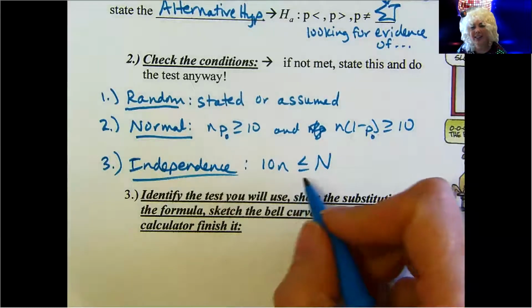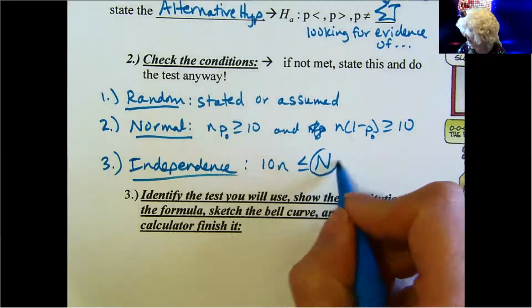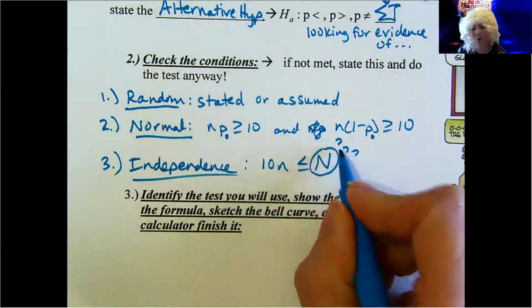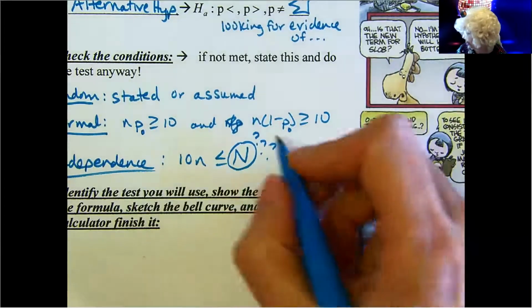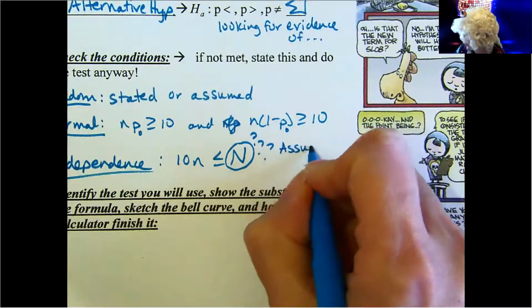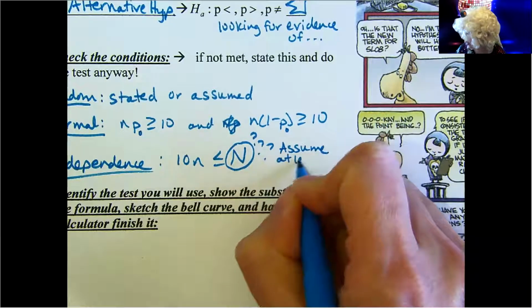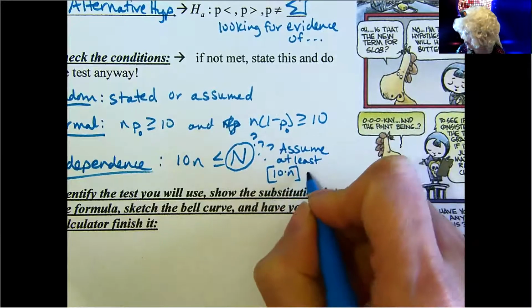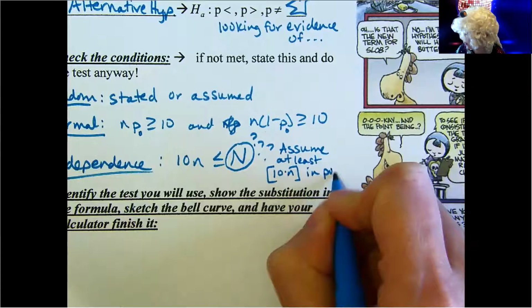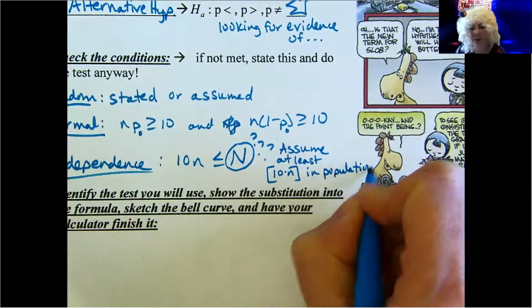Most of the time you're going to write a sentence because we won't know what capital N is. If you don't know what capital N is, your population number, you would just say, assume at least 10 times n, so whatever that product is, in population. And it's always nice to sprinkle in context.